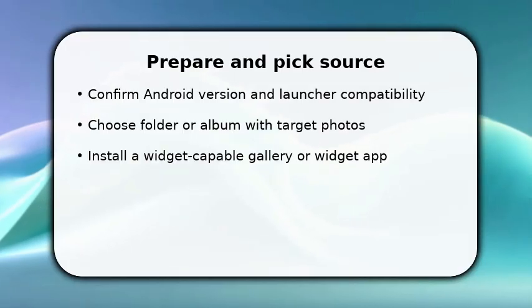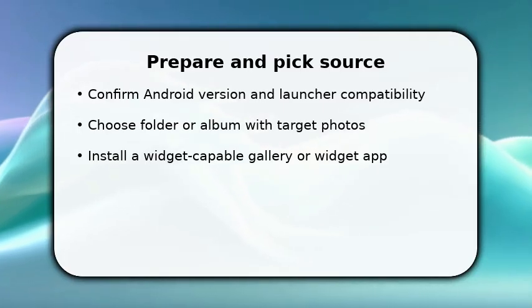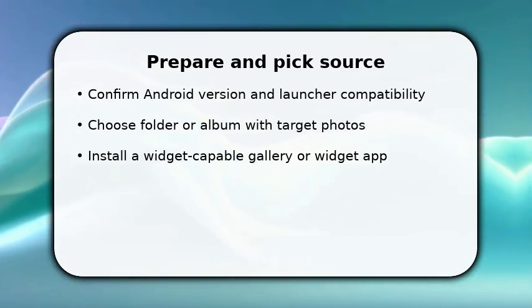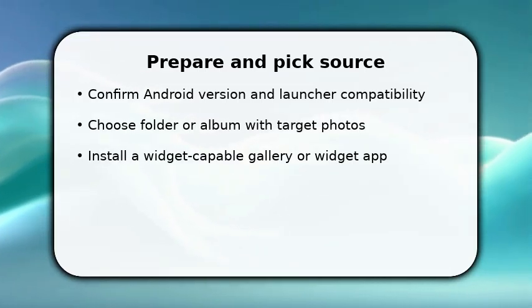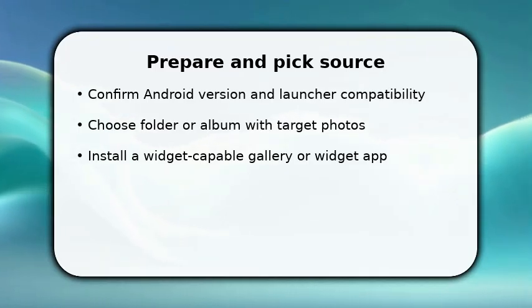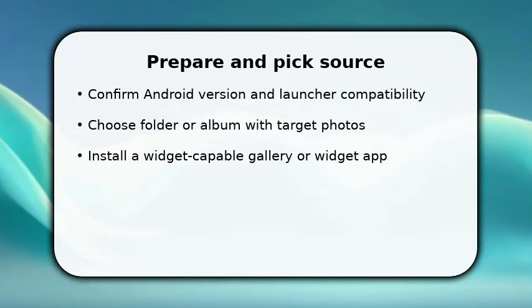You start by verifying your phone supports photo widgets and that you have a widget-capable app installed. This saves wasted steps later. Next, select the album or folder of images you want to surface and tidy it so the right photos appear. Once done, open the widget picker by long pressing the home screen because that immediately begins the placement flow.